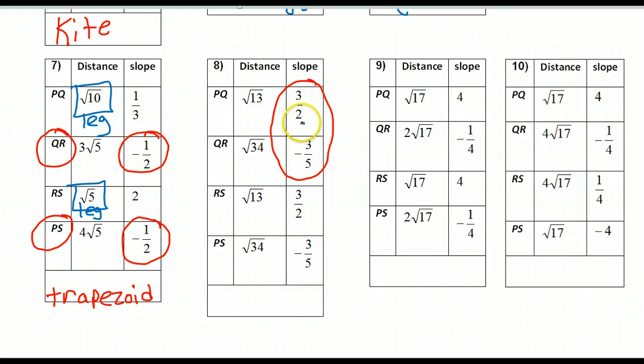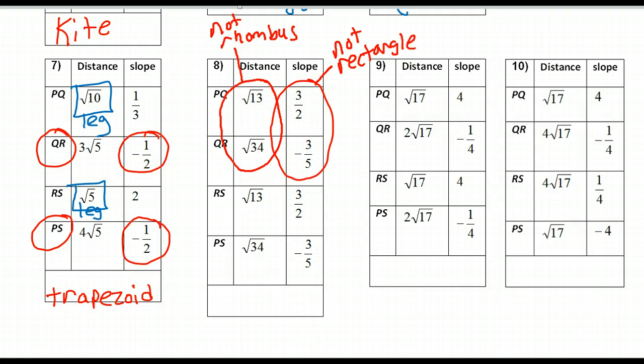They're opposite sign, but they're not reciprocal. This is 3 over 2. The reciprocal would be 2 over 3. It's not what's happening. So, in fact, I'm just going to go ahead and say not rectangle. Okay, it's not a rectangle. And while I'm at it, I'm going to go ahead and say why it's not a rhombus either. Not rhombus.